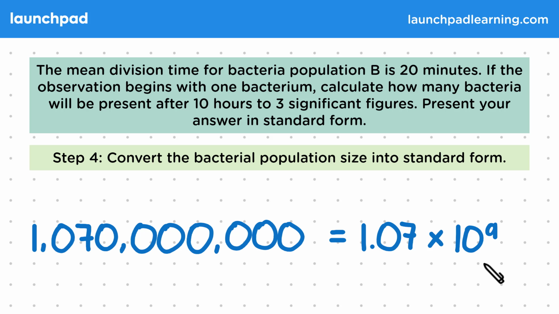Now, this conversion can be done on a calculator, and normally your calculator will automatically put whole numbers with many digits like this one into standard form. Only higher tier students should be able to express the answer in standard form for bacterial population sizes.